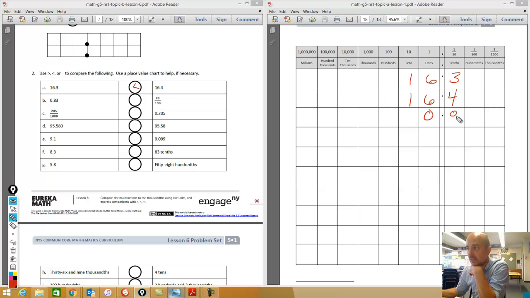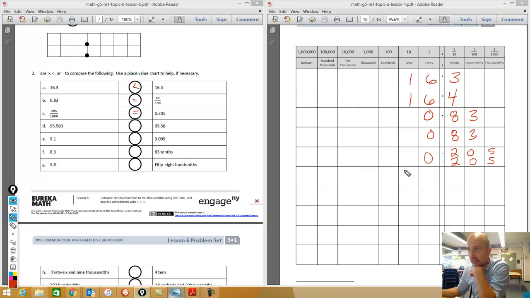83 hundredths. And that one is 83 hundredths. The same, the same, the same. These ones are equal. 205 thousandths. I'm going to start writing these smaller so I can use both at the same time. 205 thousandths. 205. The same. Bingo.